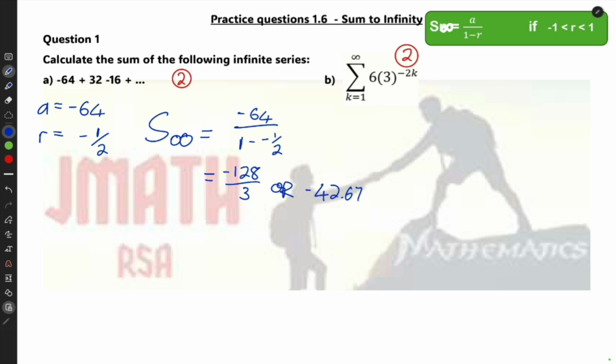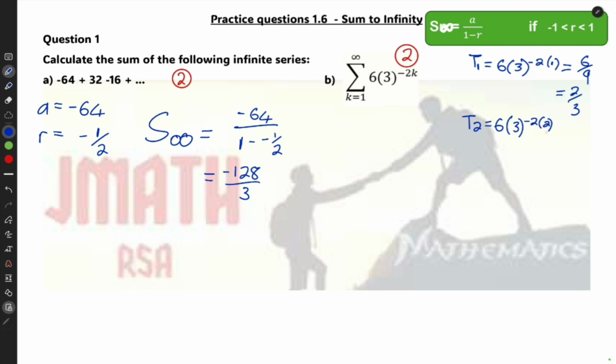Okay, so this is the easiest S infinity formula, because you just need A and R and just sub it in. Let's look at question B. So they give me sigma now. The steps for sigma are still the same. Get the first three terms, get A, get R, and sub it in. So term 1 in this case would be equal to 6 times 3 to the power minus 2 times 1. That would give me 6 over 9, or 2 over 3. Now I need to get term 2, 6 times 3 to the power minus 2 times 2. If I sub that in the calculator, I get 2 over 27.